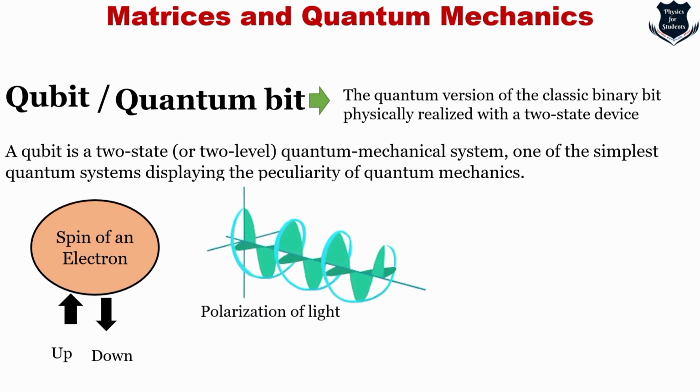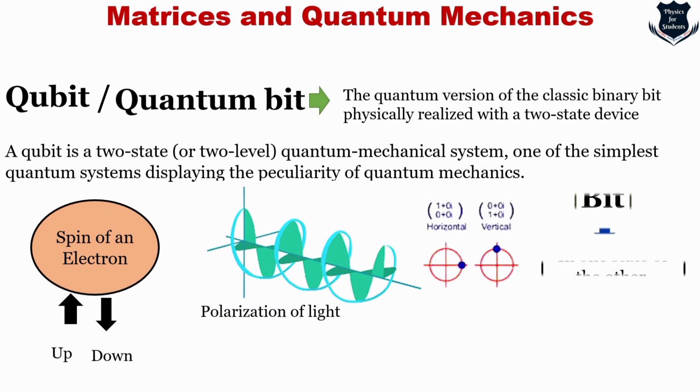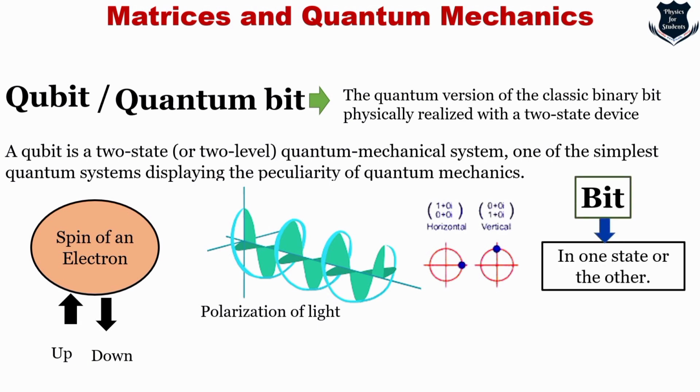This is called the polarization of light, of a single photon, in which two states can be taken: either a vertical polarization, as you see, or a horizontal polarization. Because all of them are in quantum superposition, we have to take into account both of them. In a classical system, generally a bit has to be in one state or the other. So a bit has an OR condition.